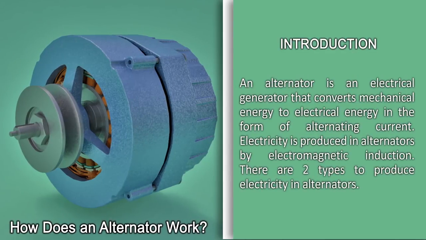An alternator is an electrical generator that converts mechanical energy to electrical energy in the form of alternating current. Electricity is produced in alternators by electromagnetic induction. There are two types to produce electricity in alternators.